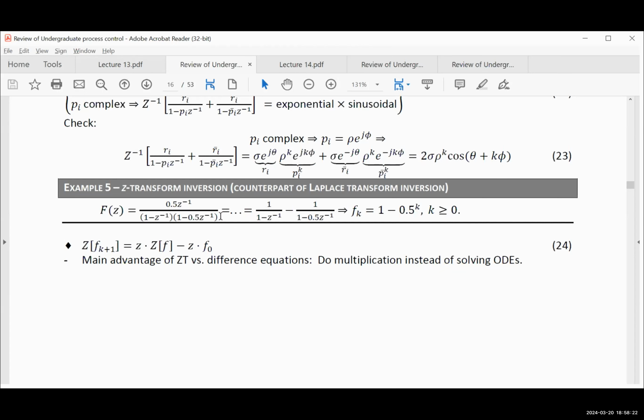Now, to do the inversion, you need to use one of the 3 facts that we have learned about z transforms. And the second fact says just make everything a sum of first order fractions. So the 2 fractions, let me see if I can do it differently now.